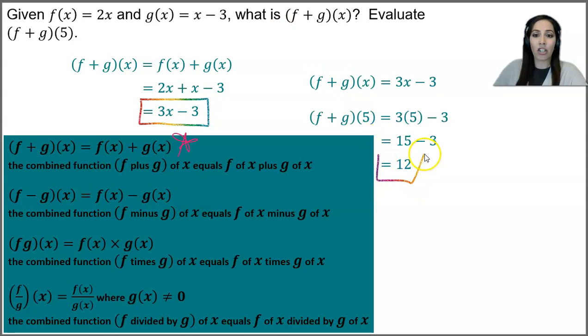So the combined function f plus g of x equals 3x minus 3, and the combined function of f plus g of 5 equals 12.